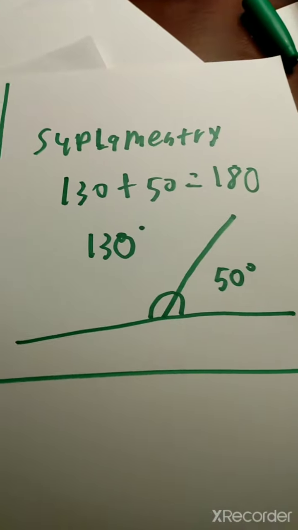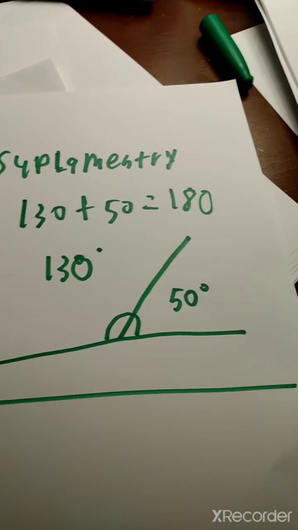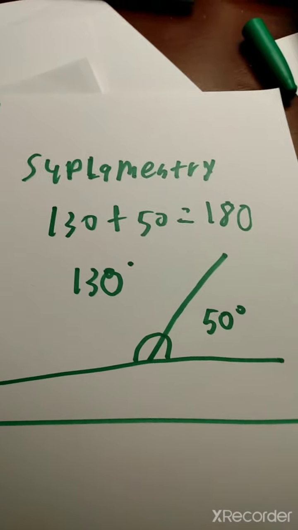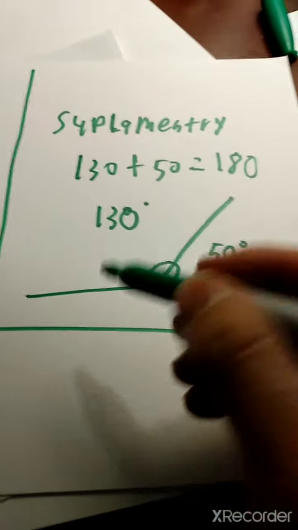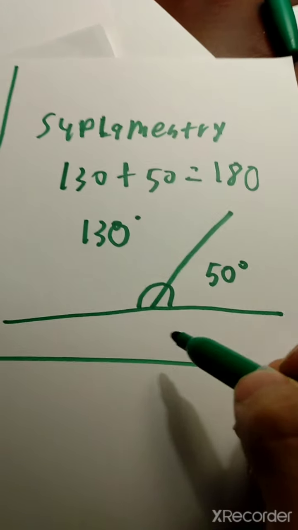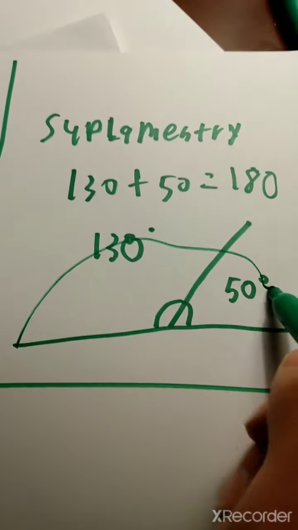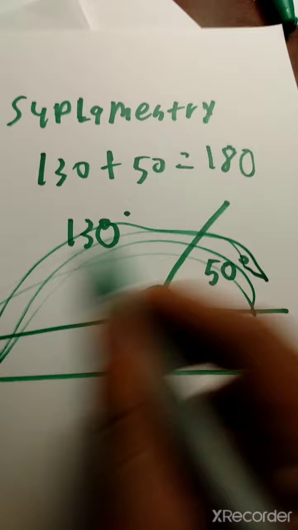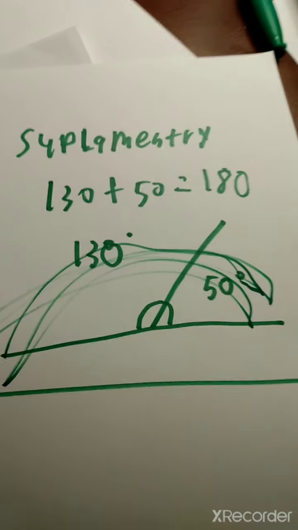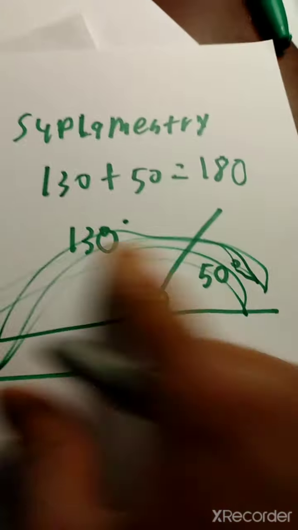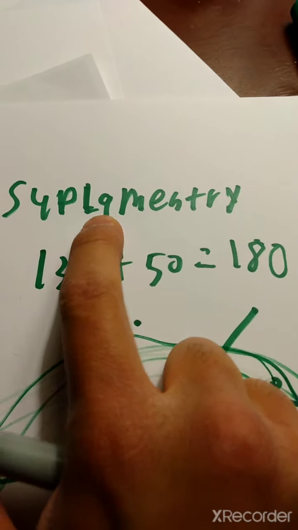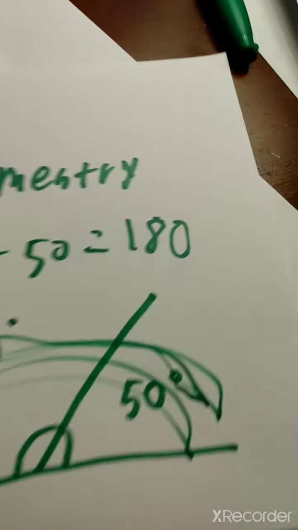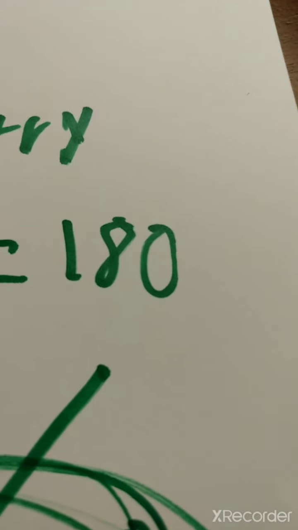Patrick being beat up by an invisible man can relate to a supplementary angle, because as Patrick was being swung back and forth by an invisible man, he was going back and forth, and that resembles 180 degrees. So remember, supplementary angles add up to 180 degrees.